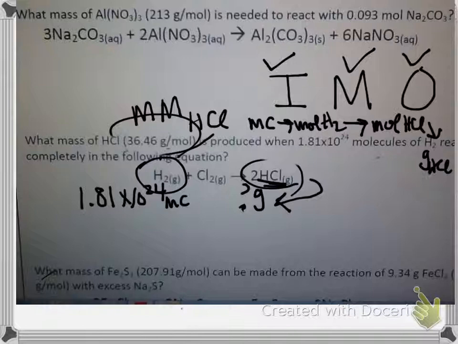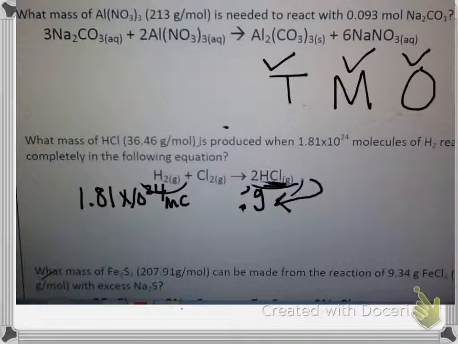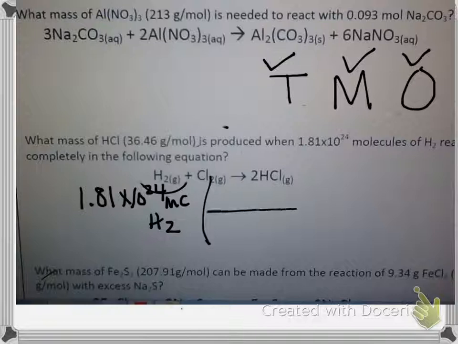Alright, so let's just start by writing down what we're given. We're given 1.81 times 10 to the 24th molecules of hydrogen. And I've already written that down, so I am going to keep it there. We're going to convert that to moles. So we have molecules given, so we're going to convert numbers of molecules to moles of hydrogen.